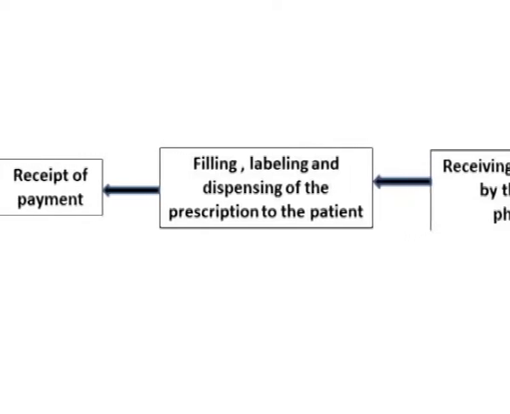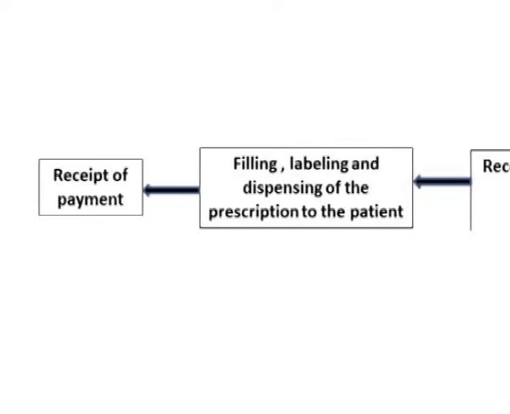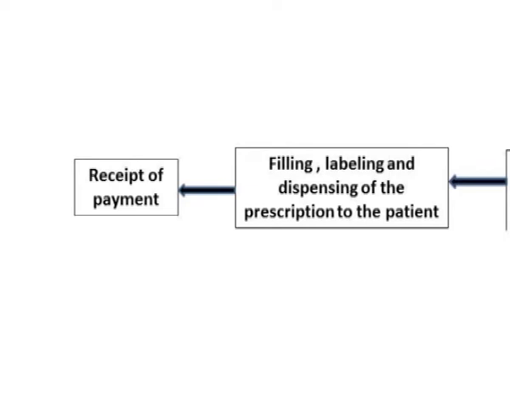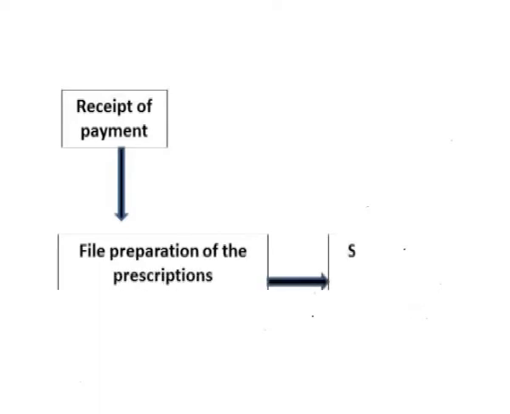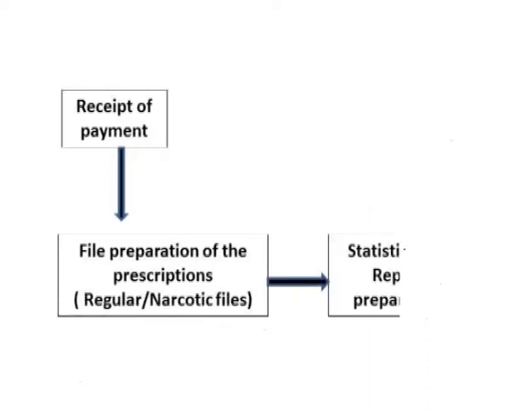After giving the medicines, the payment is received, that is, receipt of payment. Then the file preparation of the prescriptions is done, and two separate files are prepared. One is for regular prescriptions and the second is for narcotic preparations, those are narcotic files. After that, the statistics and report are prepared.